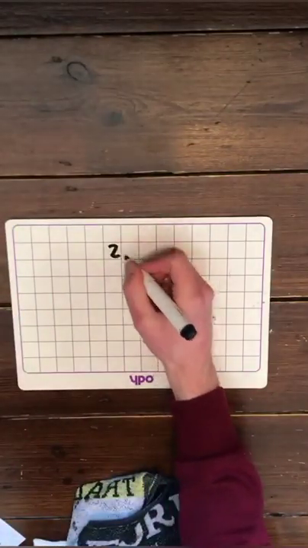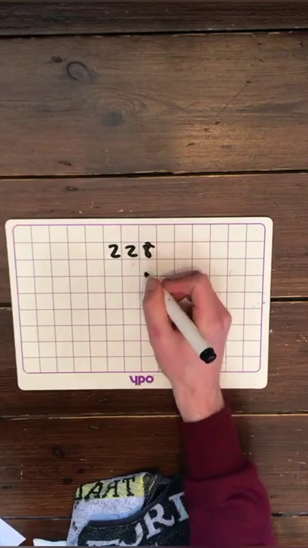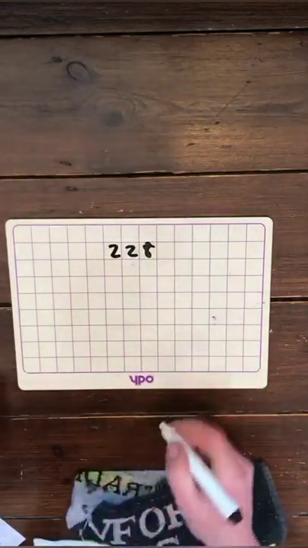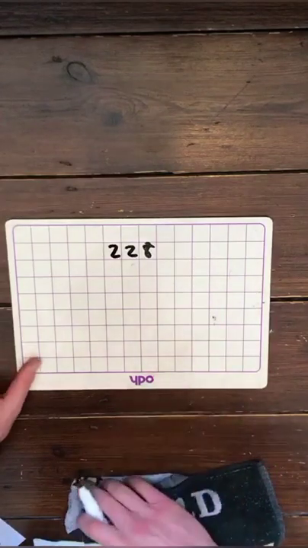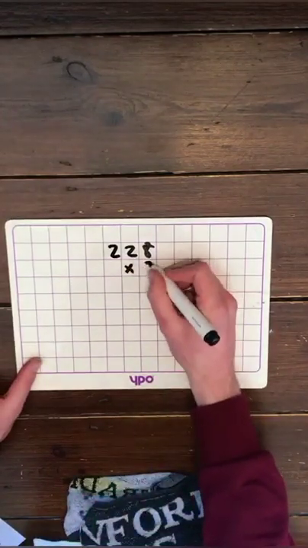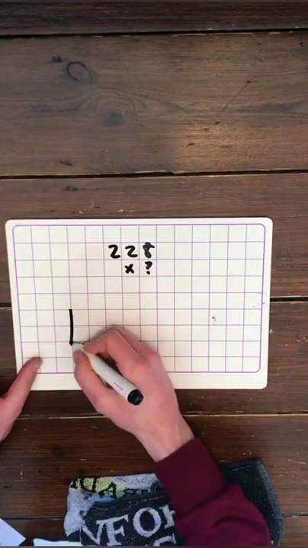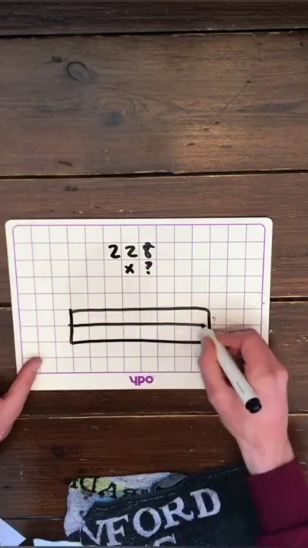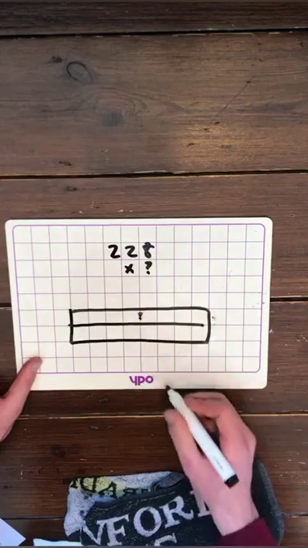Let's just do another one of those because these are quite good and they come up quite a lot. So let's do 228. Oh, I'm giving it away here. And times something. And I'm going to draw the bar to help you. Be nice to you there. So I need to work out what my missing number is up there.